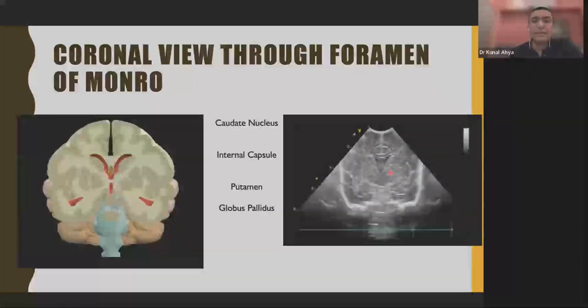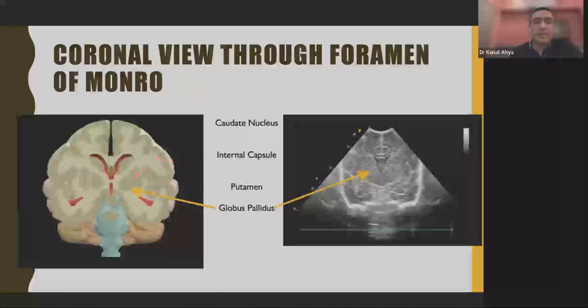Other structures you see here are the caudate nucleus, just lateral to the lateral ventricle. In between, the triangular or V-shaped area is the internal capsule. All the fibers from the frontal cerebral cortex converge here and then go down. It is a very important structure, but a bit difficult to identify here. Then we see the putamen and the globus pallidus.